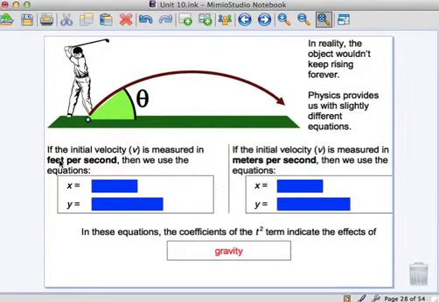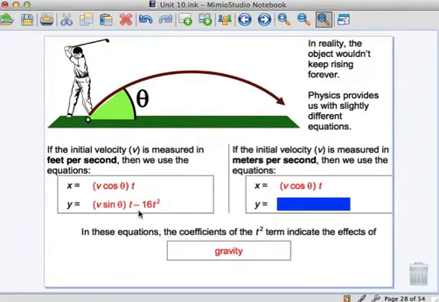So if our units of measurement are in feet per second, then we are going to use these two formulas here. Now your x formula is going to be the same. It's just your magnitude times cosine theta times time. The x formula all that does is tell you the horizontal location. And then the y formula, if we're in feet per second, the effective gravity is going to be, you're just subtracting 16 times t squared.